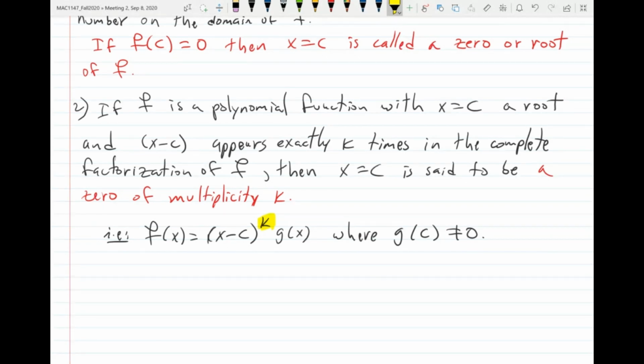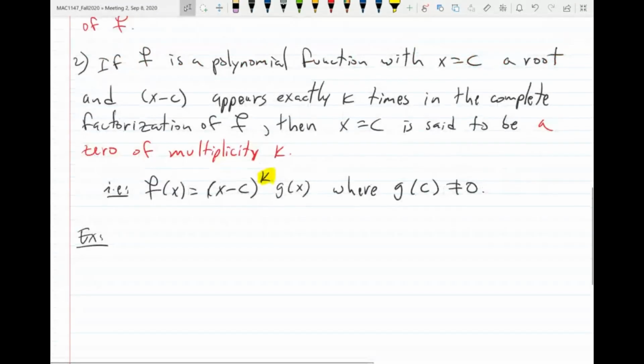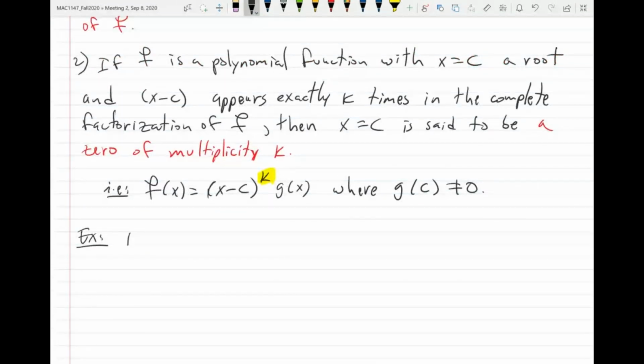This has an effect on the graph of the function, as you probably have read already. So let me write down an example. I'm going to give you a polynomial, and then we're going to find the zeros and their multiplicities for this polynomial.